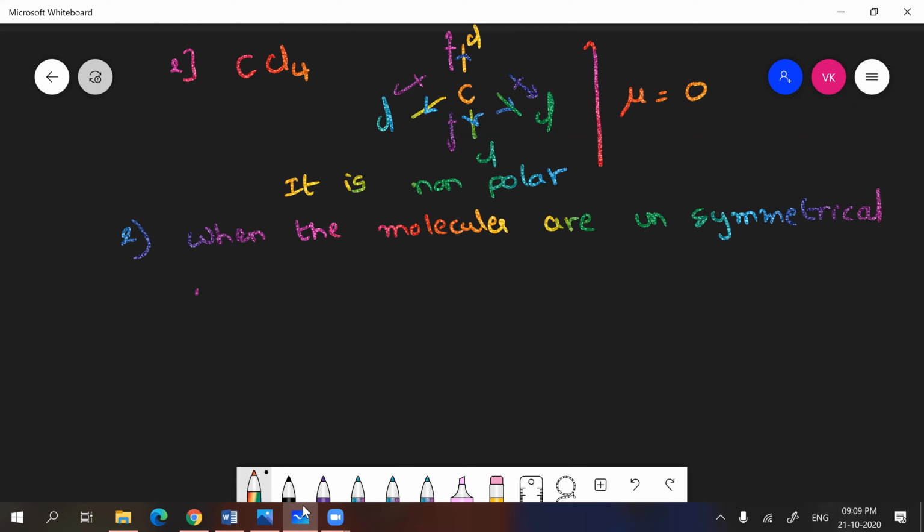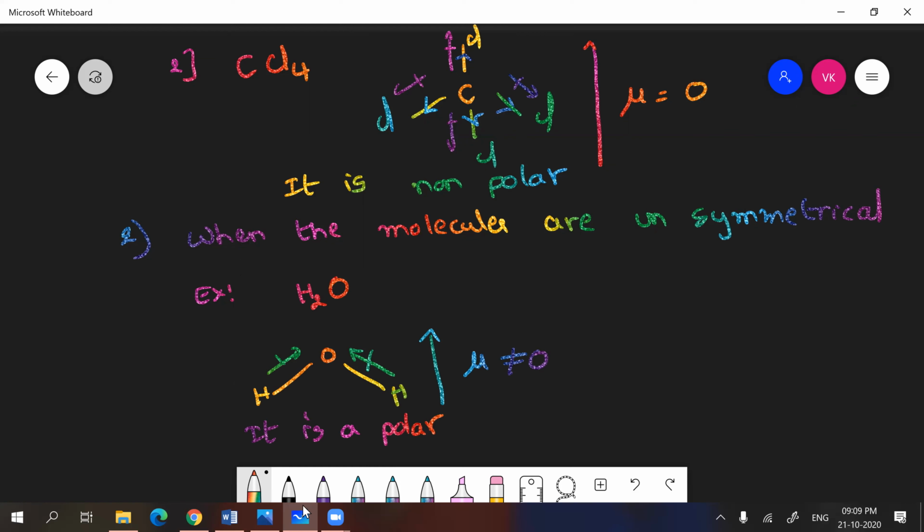So, for example, water. In water, you see it has a bent shape. And the dipole moment direction is this. Oxygen is more electronegative, so the net dipole moment value does not equal 0. That means it's a polar molecule.